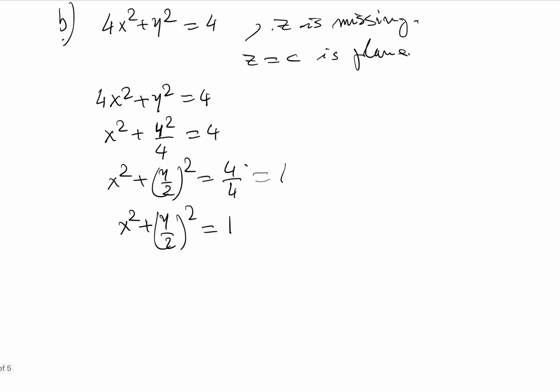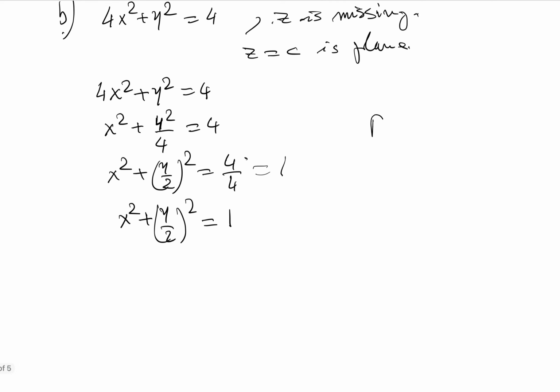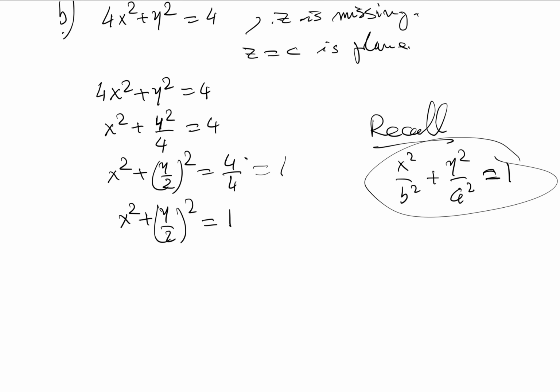And remember the equation of the ellipse. Recall, the equation of the ellipse is x squared divided by b squared plus y squared divided by a squared, equal to 1. It's always equal to 1. This one is the equation of the ellipse. Okay? Good. So this one is the equation of the ellipse.